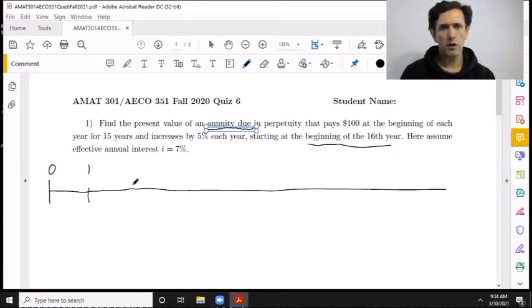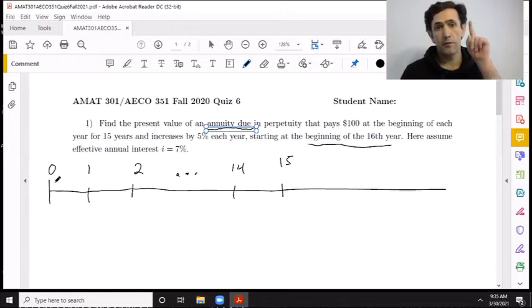Okay, so first of all, let's think about what it means that at the beginning of the 16th year it starts increasing by 5%. That is t equals 15. Think about it. T equals 0 is the beginning of the first year. T equals 1 right here is the beginning of the second year, etc., etc. T equals 15 is the beginning of the 16th year. So we have 100, 100, etc., etc., 100.